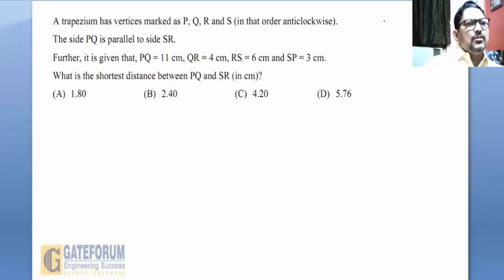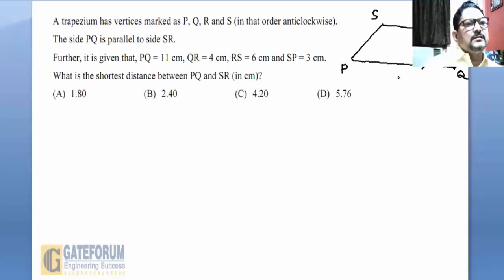So let's first draw a random trapezium. A random trapezium would look somewhat like this. See, we have taken these two sides as the parallel ones. Let us mark the sides. See, P, Q, R, and S are in anti-clockwise direction. So let us suppose this is R, this is S, so this must be P and this must be Q.